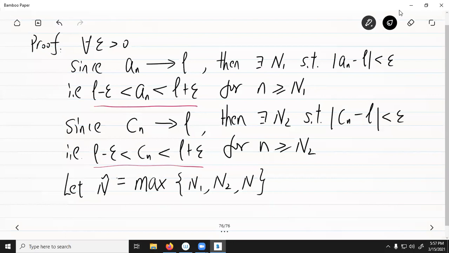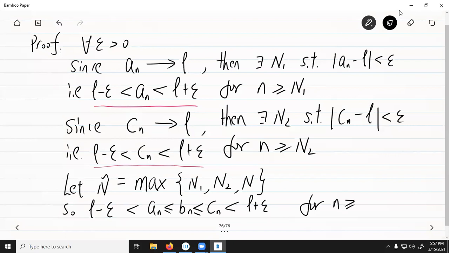So we have an less than or equal to bn less than or equal to cn, and cn is less than L plus epsilon. An is greater than L minus epsilon, right? So we combine these three inequalities together, and you will have this inequality. This is true for n greater than or equal to this n tilde.